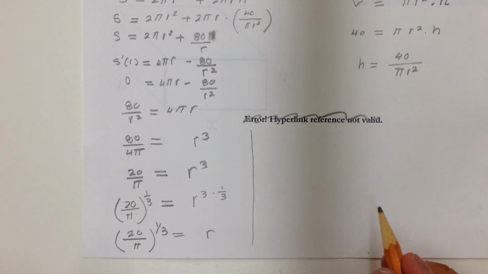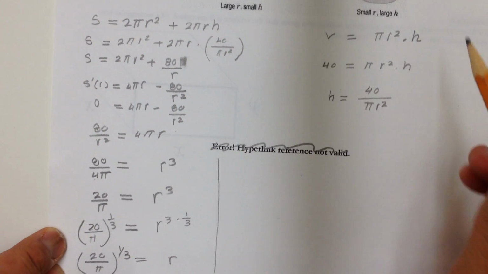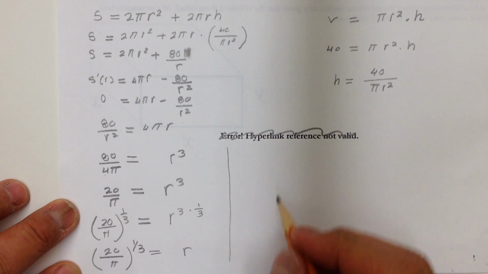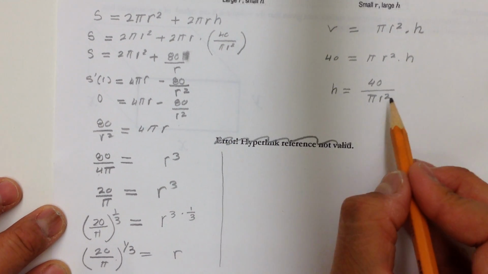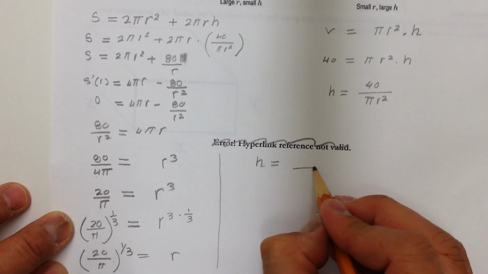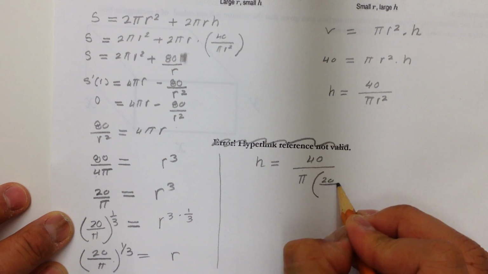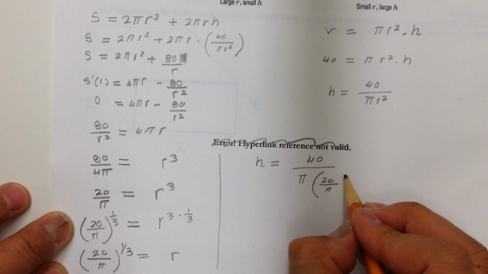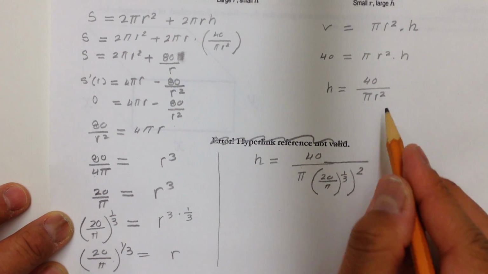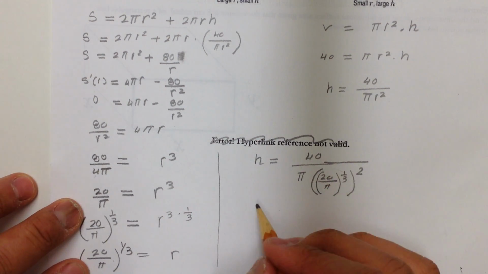And remember, we're asked to find the dimension. So once you find the radius, you also need to find the height of the cylinder, because we're asked for the dimension. So here's the radius. To find the height, all we have to do is plug this back into the R right here. Okay, so the height is equal to 40 over pi, and then I have to replace R in there. And remember, R is 20 over pi to the 1/3, and then I square it because it's R squared. This will clean up pretty nicely.